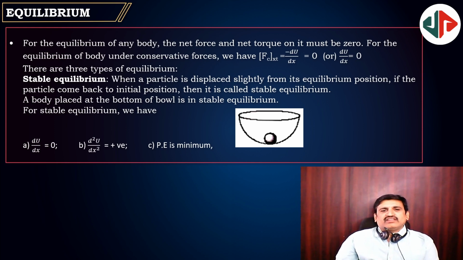So if the external force F is equal to minus du by dx, the derivative of potential energy with respect to position, is 0, then we can say that the system is in equilibrium. Stable equilibrium: du by dx equal to 0, d square u by dx square is positive, and potential energy is minimum. Such a state is known as stable equilibrium. On disturbing it, it again comes back to the same situation. Potential energy minimum.